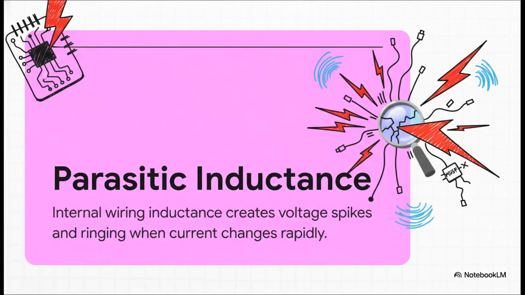And finally, we've got parasitic inductance. Every tiny wire inside the MOSFET package has a little bit of inductance, and when you try to switch massive amounts of current in just a few nanoseconds, that inductance basically fights back. It creates these huge voltage spikes and a kind of high-frequency vibration. We call it ringing. This electrical noise can mess with other parts of your circuit, and those voltage spikes can easily be enough to just destroy the MOSFET instantly.